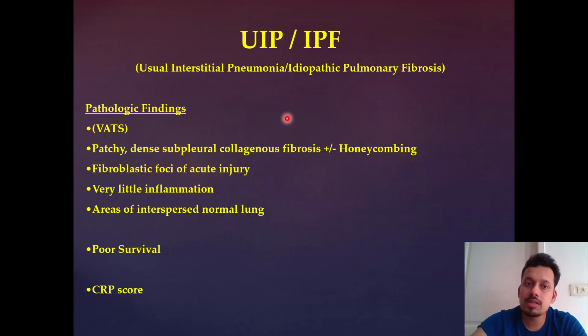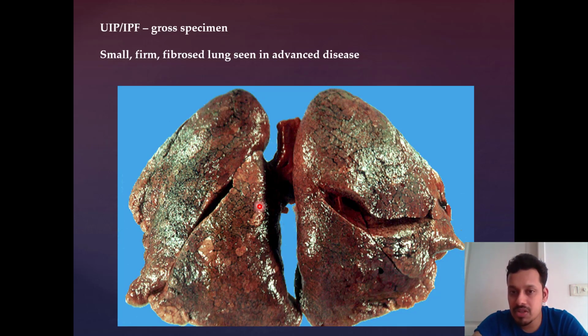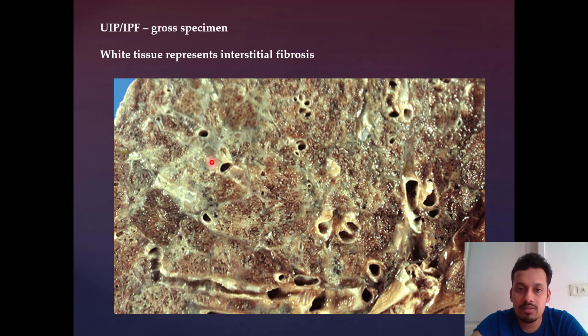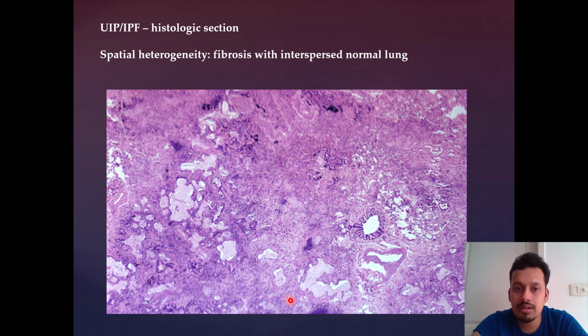The confirmatory diagnosis is pathological, and just like the name suggests, there is marked pulmonary fibrosis on biopsy. There will be fibroblastic foci with very little inflammation, and the areas of interspersed normal lung are classical of IPF. You can see that in the specimen there are dry lungs which are shriveled. These whitish areas are the areas of fibrosis, and classically on histopathology, there are areas of fibrosis here with areas of normal alveoli interspersed.